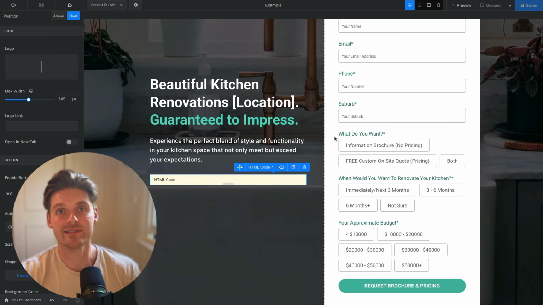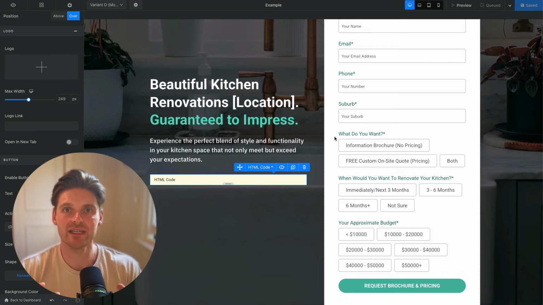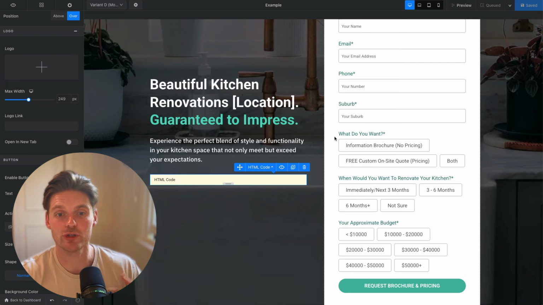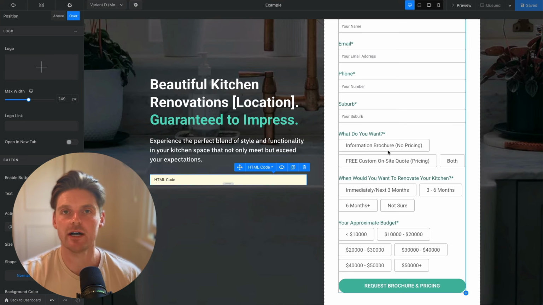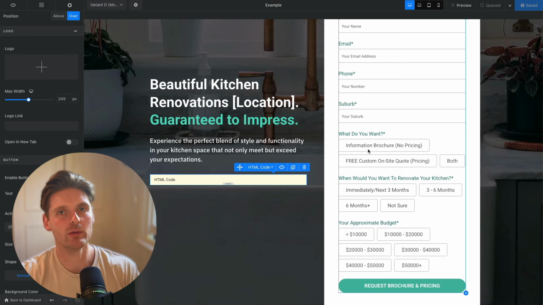Now we're trying to move into the sales qualified leads aspect. So actually asking questions to ensure that people have the capacity or actually desire to go through with what your product or service is. So with this, we ask, what do you want? Do you just want an information brochure? And a lot of the times in the past when we were giving out brochures, people would just say they want brochures. But what they really wanted was pricing.